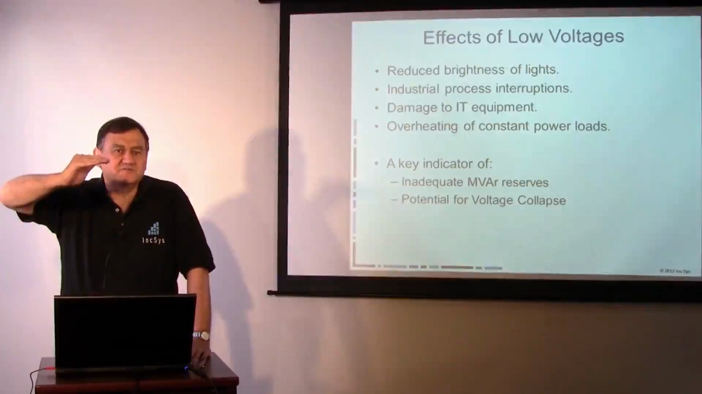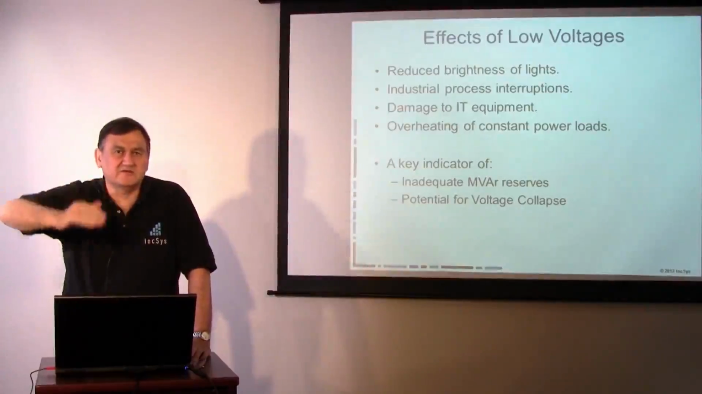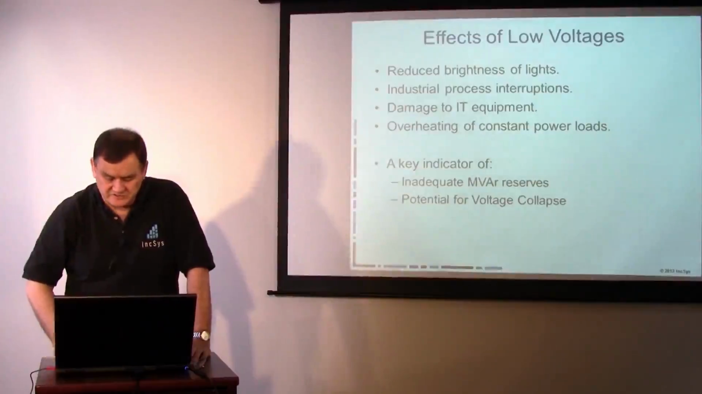Now, from a system viewpoint, low voltage is an indication of inadequate megavar reserves, and we have the whole potential for voltage collapse. So we have to keep our voltages at a certain level to preserve the reliability of the system and also to protect equipment from damage.